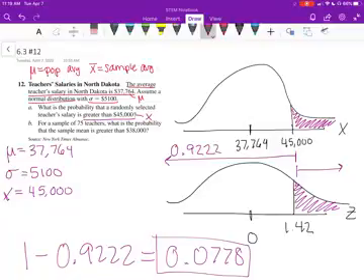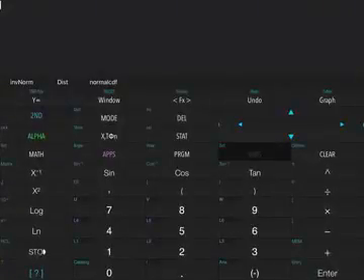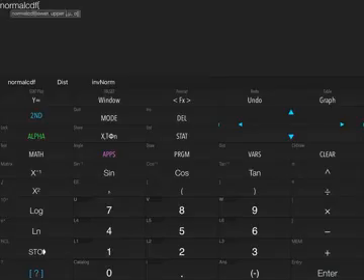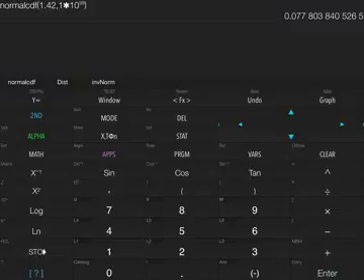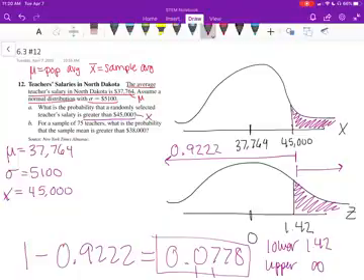If we were to plug that in our calculator, let's plug that in. So our lower will be 1.42, upper is infinity. Second vars, normal CDF, lower is 1.42, comma, upper is infinity. So 1 times 10 to the 99, close parentheses, and we get 0.0778, which is precisely what we got here.